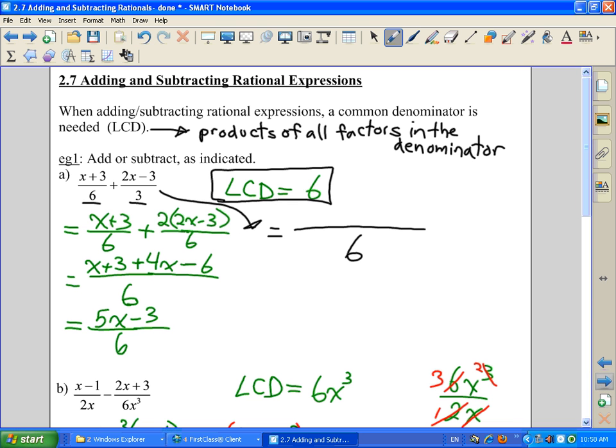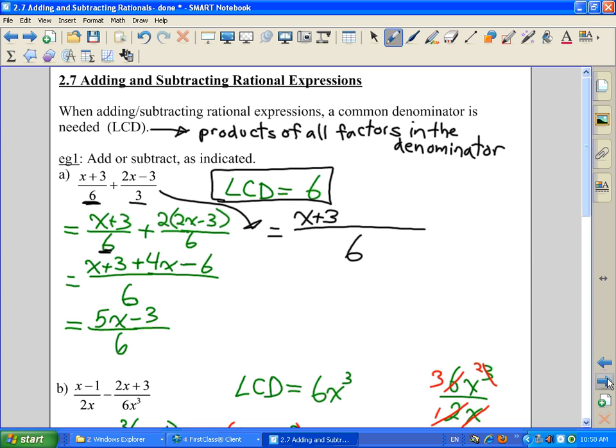Okay, so this is another example. I'll show you how you could do your second line. Looking at our first fraction, ladies and gentlemen, 6 is already the common denominator, so that means that the numerator stays the same. So I'm going to write x plus 3.